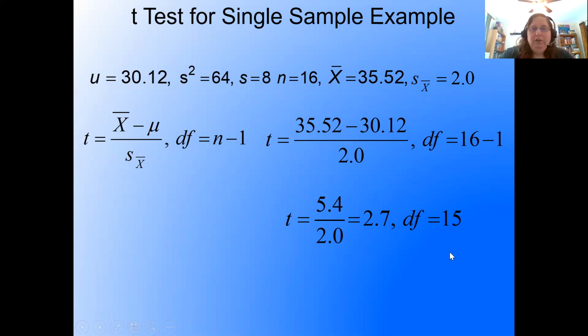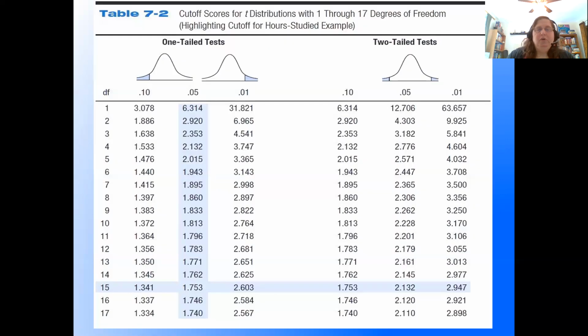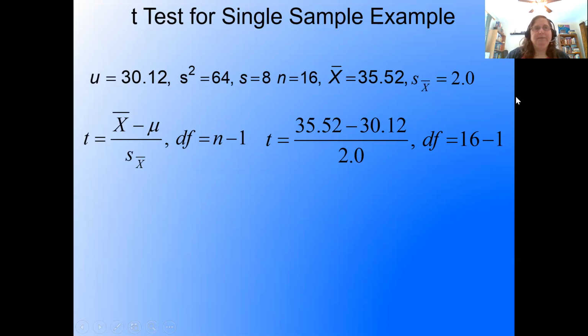Wonderful. So now what? Is this significant? Is it not significant? What's the story? Well, we need to figure it out using this table, our brand new t-table. And in order to do this, we have to answer 3 questions. Okay, anytime you go into a t-table, you have to answer 3 questions. First, was this one-tailed or two-tailed? Let's go back and look.